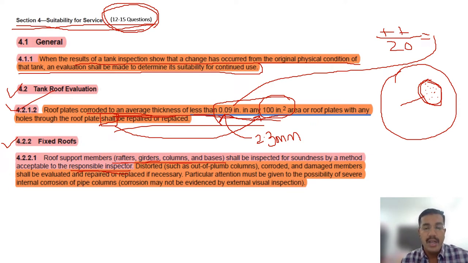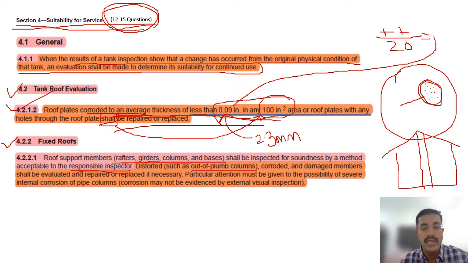distorted members such as out of plumb columns. If this is a tank and this is the column, and distortion has happened in the column, corroded and damaged members shall be evaluated and repaired or replaced if necessary. Particular attention must be given to the possibility of severe internal corrosion of pipe columns. Corrosion may not be evidenced by external visual inspections. So with external visual inspection, we cannot find corrosion. We have to do some type of NDE, non-destructive examination, to find out whether there is any corrosion or not. What is the thickness of the material, has it reduced?